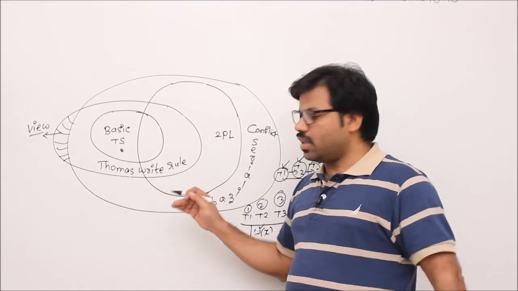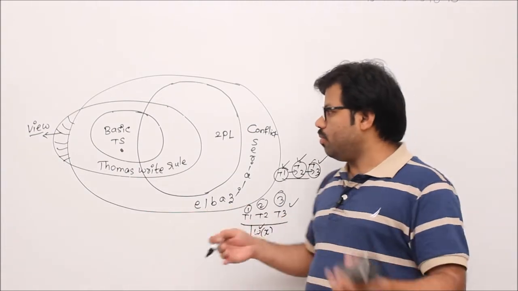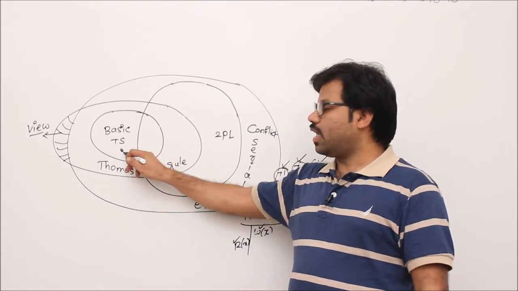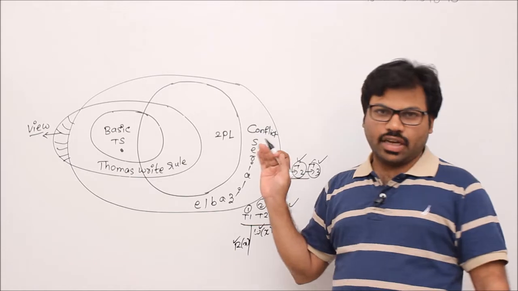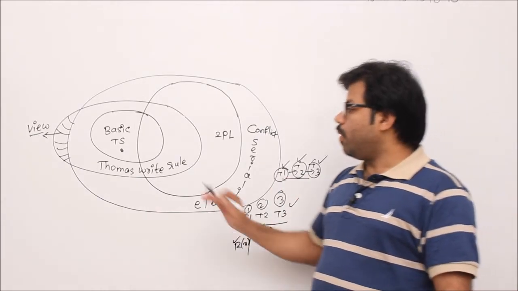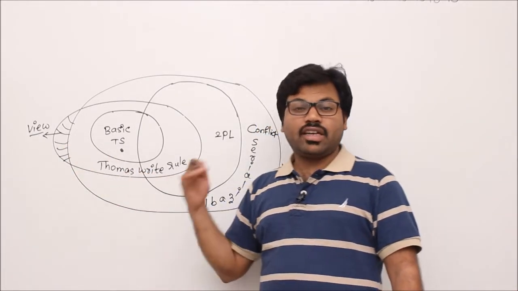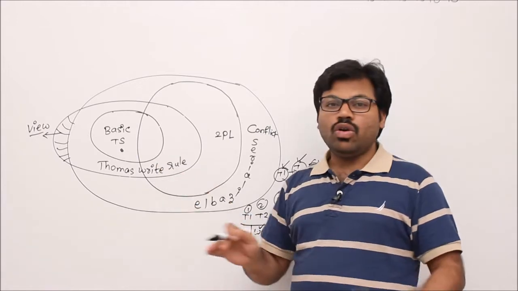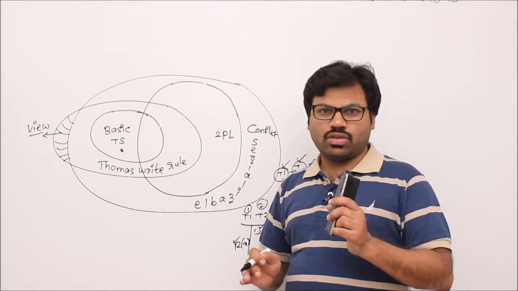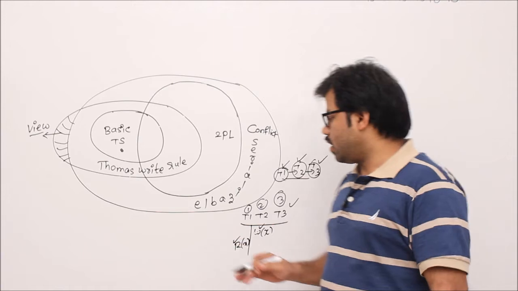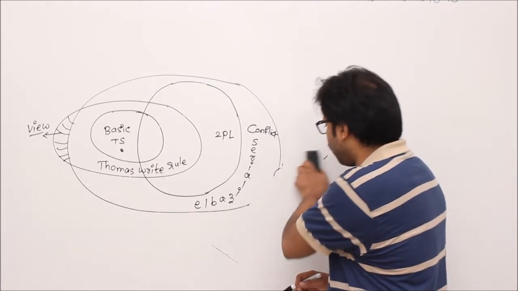So you just remember that. If you don't understand this idea, no problem. Simply remember that basic timestamp allows conflict serializable schedules. That's it, not more than that. But Thomas-Wright rule allows some extra. That means it can allow more than conflict serializability also. We will see what is the reason for that. Consider the schedule, you will understand completely.